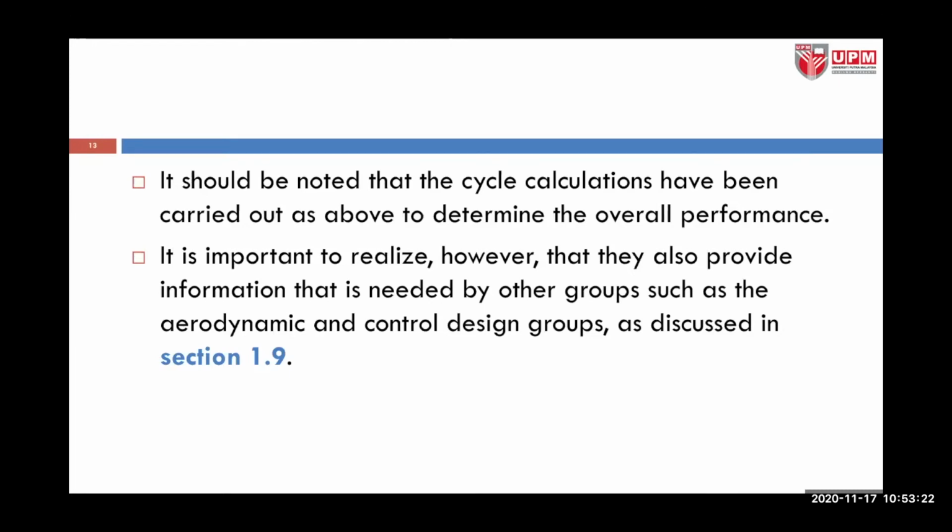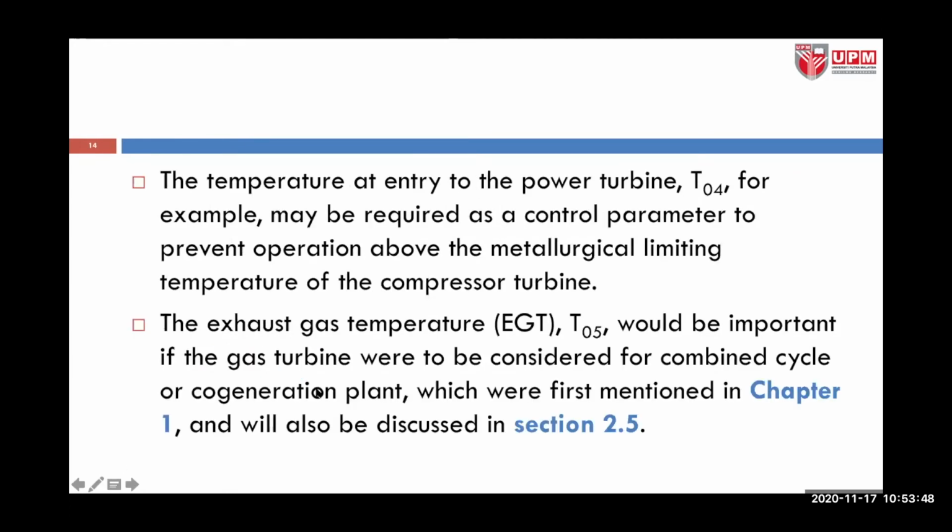So to discuss it, it should be noted that the cycle calculations have been carried out as above to determine the overall performance. It is important to realize, however, that they also provide information that is needed by other groups such as the aerodynamic and control design group. Remember when we looked at the design procedure, chapter 1.9, where we also need to consider other factors from other design groups. The temperature at entry to the power turbine, TO4 for example, may be required as a control parameter to prevent operation above the metallurgical limiting temperature of the compressor turbine, right?